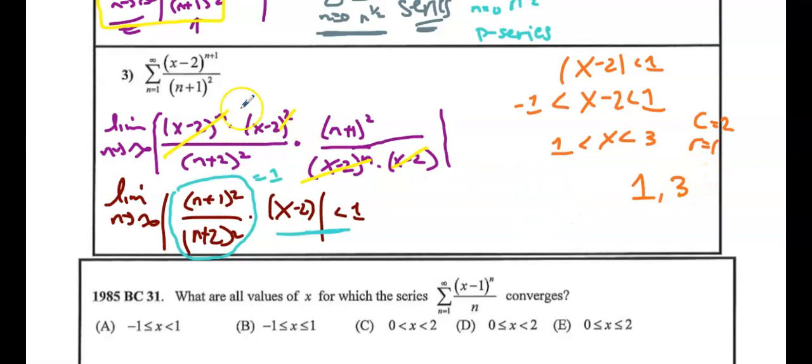All right. So just like in the previous examples, we must check our endpoints. So the first thing we're going to do is we're going to plug in what happens when x is equal to 1 back into our function right here. And so when x is equal to 1, we're going to get negative 1 on the top, and then we're going to get n plus 1 over 2 in the bottom.